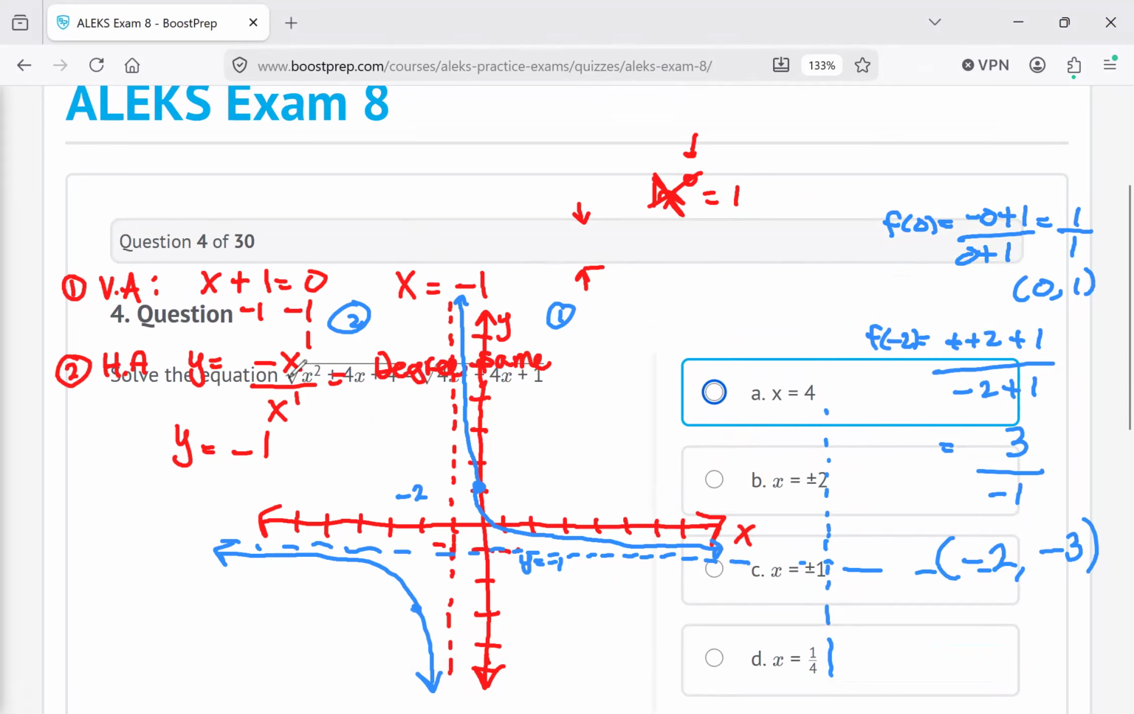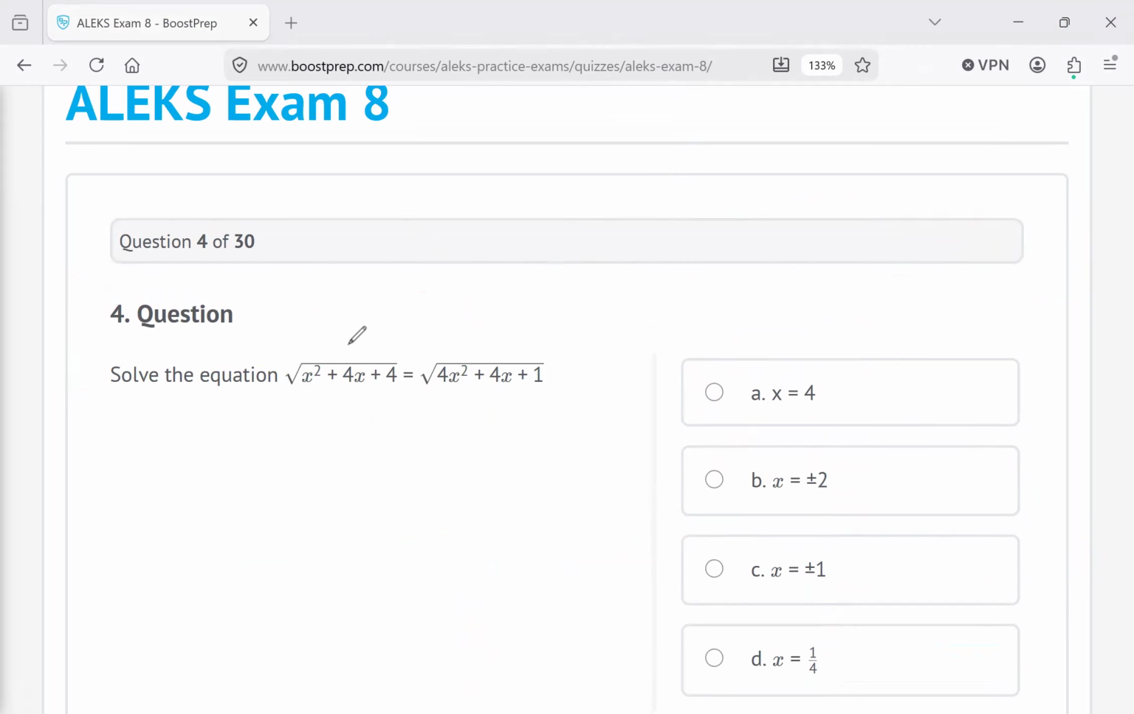Okay, question four, solve the equation. The good news is they both have a radical on this side, but there's nothing outside. So what you could do immediately is just get rid of the square root by squaring both sides, right? This comes out really nice. On the left, when you square this, the radical disappears, so you're left with x squared plus 4x plus 4. And on the right, when you square this, it's going to be 4x squared plus 4x plus 1, right?